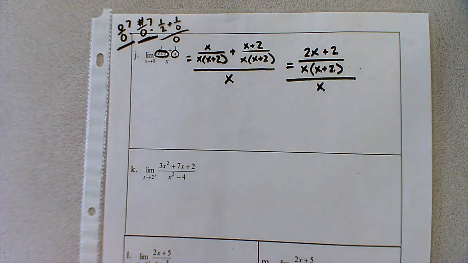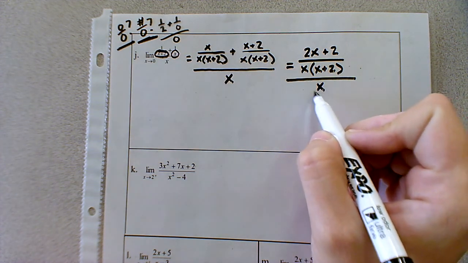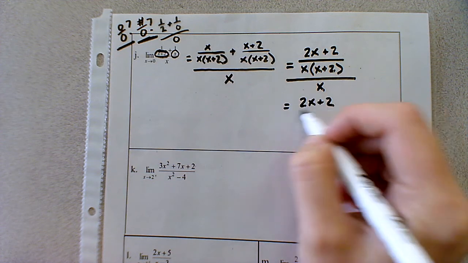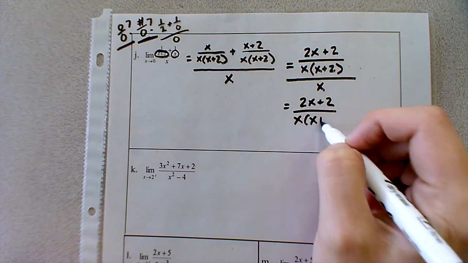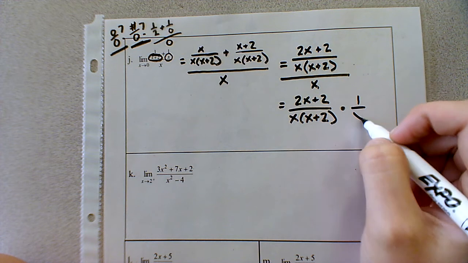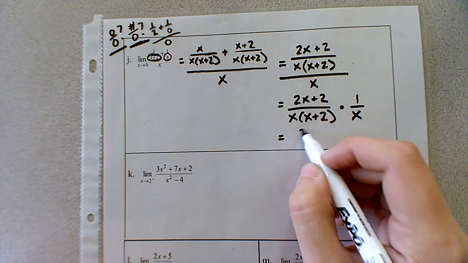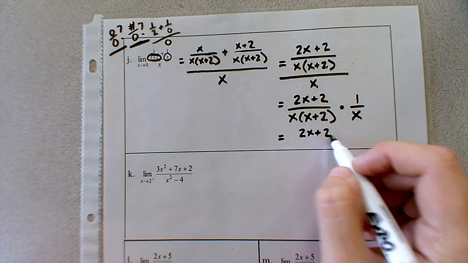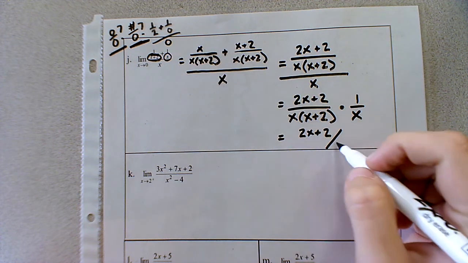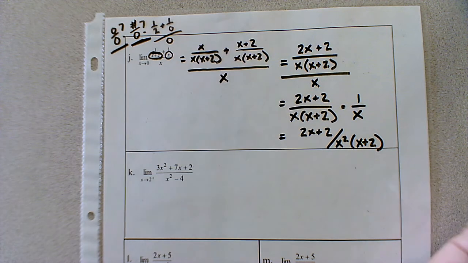All right, so where we can go from here is instead of dividing by a number or a variable, we can think about multiplying by its reciprocal. So I'll go ahead and multiply by 1 over x. And by doing that, I'll get x plus 2 divided by, let's see, x times x would be x squared, and then the x plus 2 on the bottom.